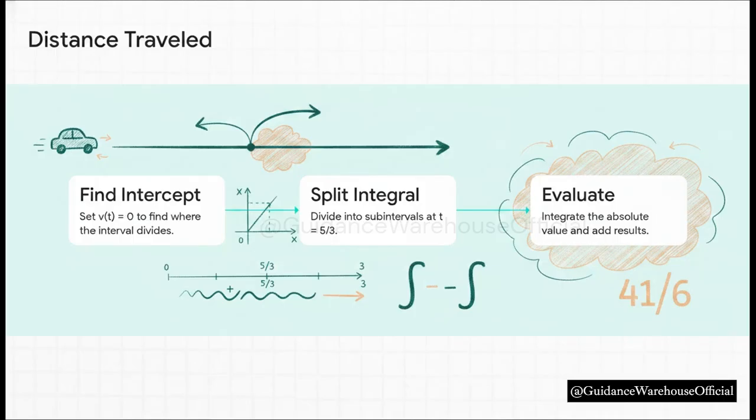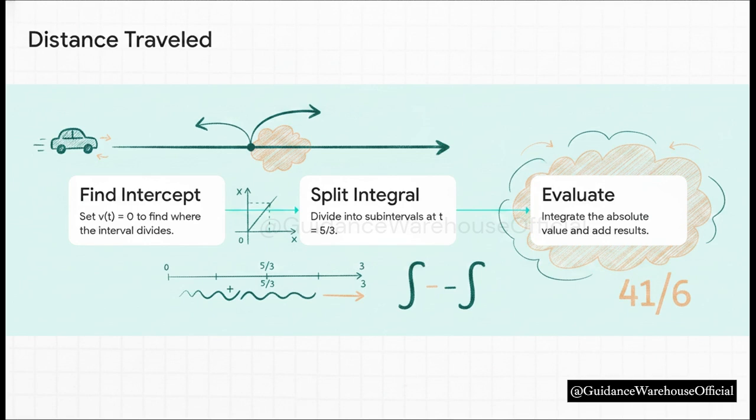Because we want the total distance, we absolutely have to find out if the particle ever stops and turns around. Step 1. We set our velocity, 3t minus 5, to 0 to find the t-intercept. Solving for t gives us 5/3 of a second. This is the exact crucial moment the particle reverses its direction.